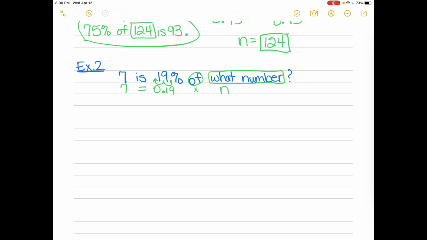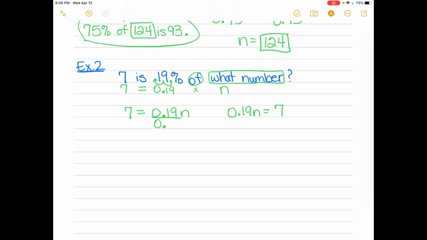So now I'm going to rewrite this without the times sign. So I get 7 equals 0.19n. Okay. And remember, you can switch this around if you need to. If it's easier for you to see the n on the left-hand side, then change it so the variable is on the left-hand side. But if you're like, oh, I can do this, then you just look at the side with the variable, and that's the one that you're going to divide by.